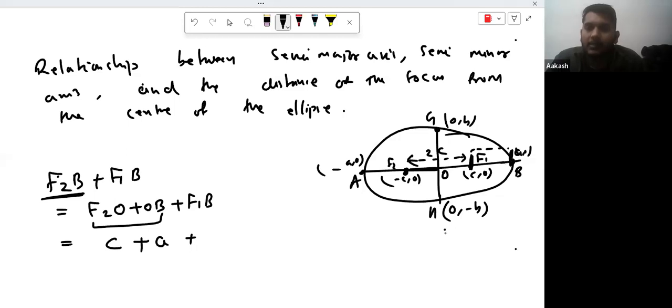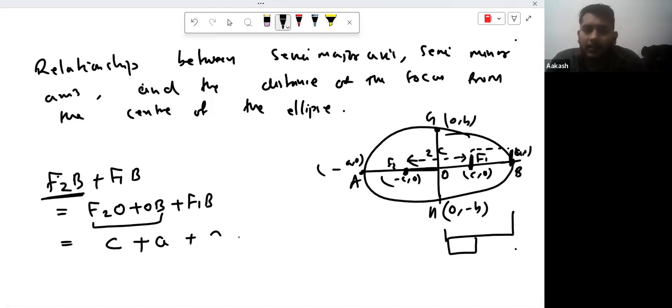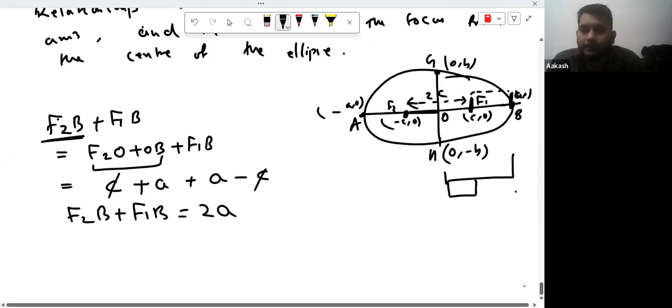So can I say this is this total minus this much? Yes, sir. So I can say OB minus OF1. OB minus OF1 is a minus c. We can cancel this. So we got F2B plus F1B is equal to 2a, which is the major axis. Okay, clear? Yes, sir.